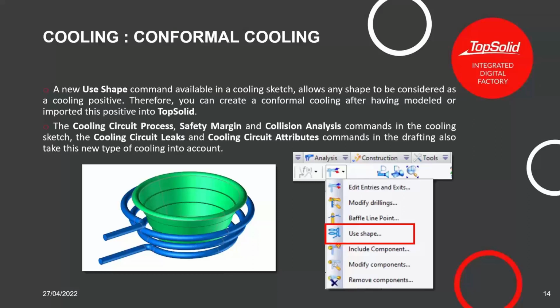The advantage of this is then that conformal cooling is usable with the circuit processes, with the safety margins, with the collision analysis, with the leak analysis, and so on. So it's an important feature to support, and it is now supported with the use shape option.